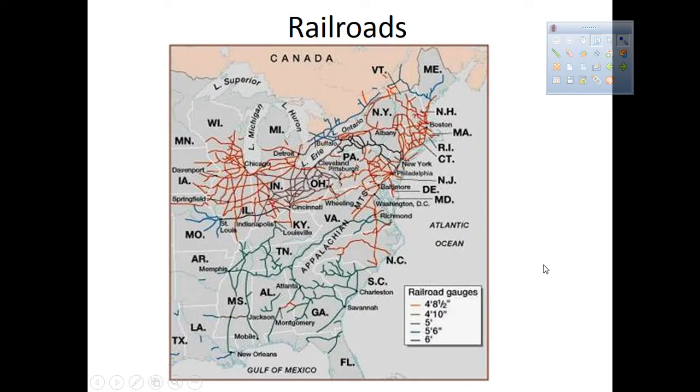Okay, look at this picture of the railroads. By the way, that back table, my eyes are on it, someone is pushing me to give them detention.